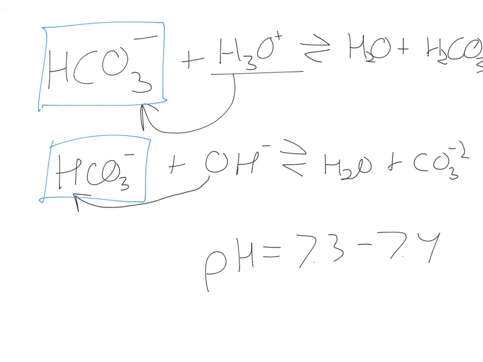Well, remember, with acids and bases, if you add a whole bunch of H3O+, you're changing the pH. You're making it very low. If you add a whole bunch of base, OH-, you're changing the pH. You're making it high. And that's bad for your blood.